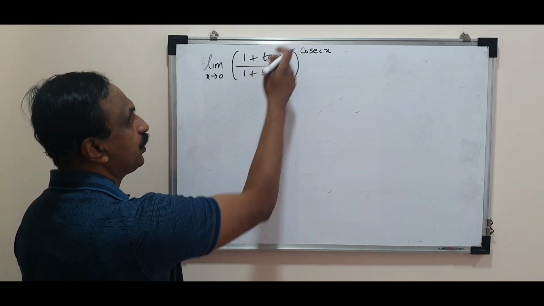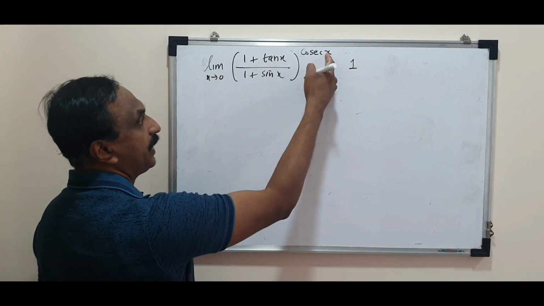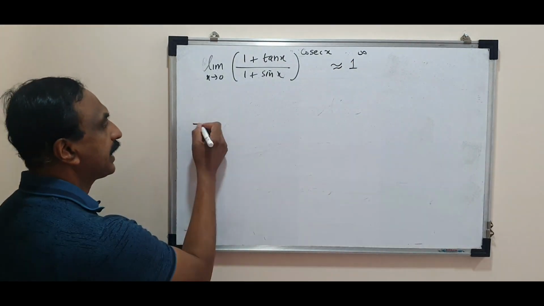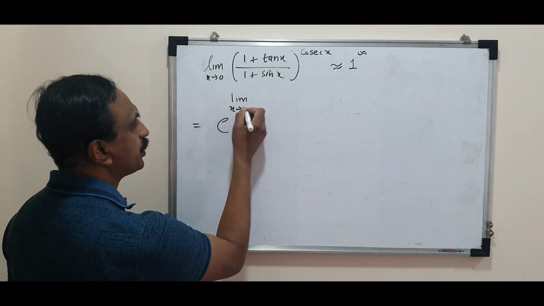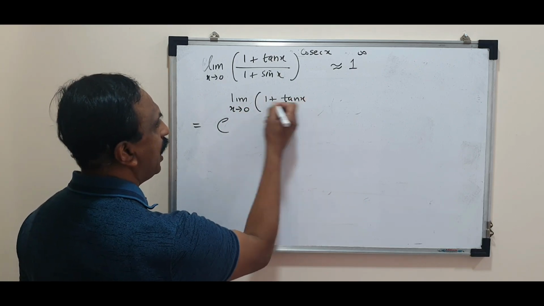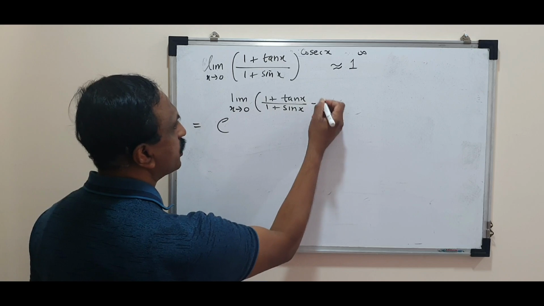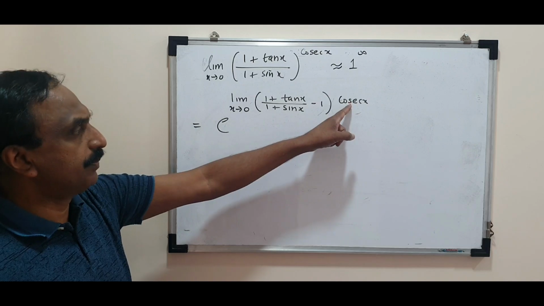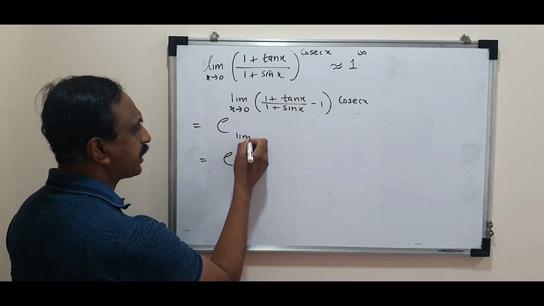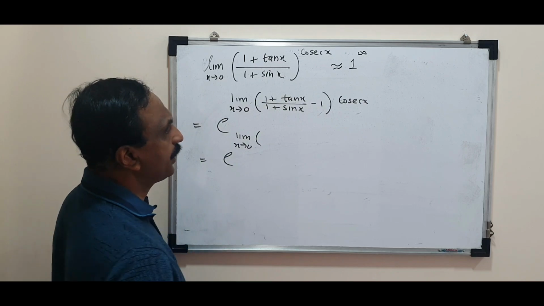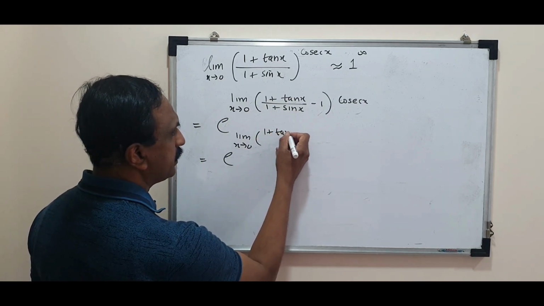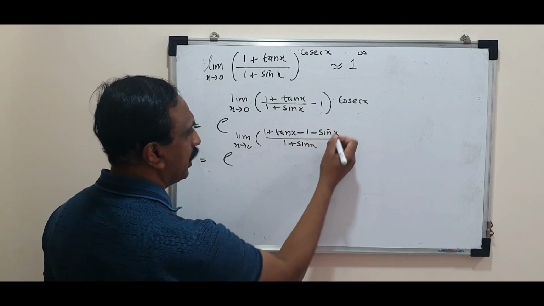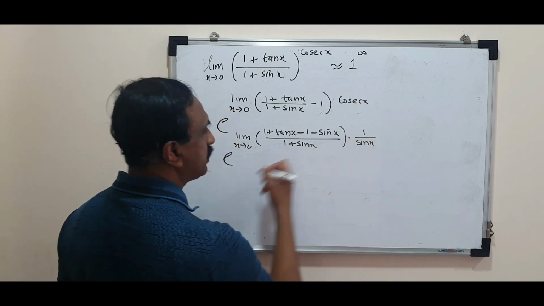Apply the limit 0, the base becomes 1. When you apply the limit, 1 by sin 0 is 1 by 0, so infinity. So this is of the form 1 raised to infinity. Hence I can write e raised to limit x tending to 0, 1 plus tan x upon 1 plus sin x minus 1, into cosec x. So you have seen it's multiplied by cosec x. So e raised to limit x tending to 0. When you take the LCM, you will get 1 plus tan x minus 1 minus sin x divided by 1 plus sin x, into 1 by sin x. Cosec x I have written as 1 by sin x.